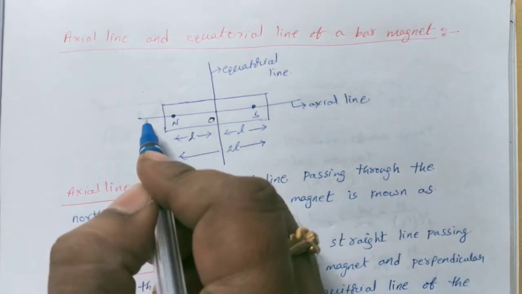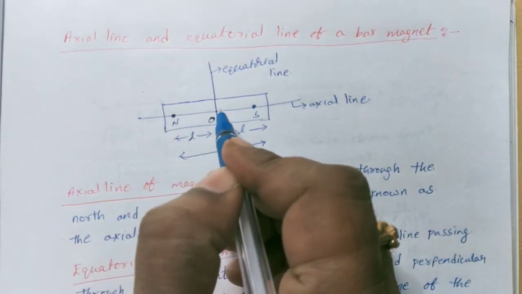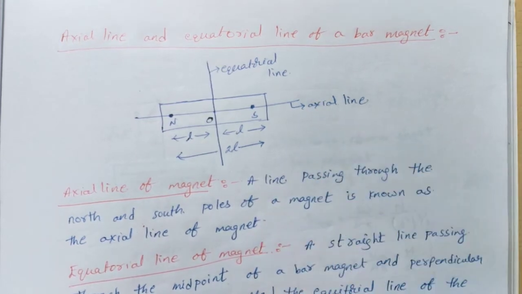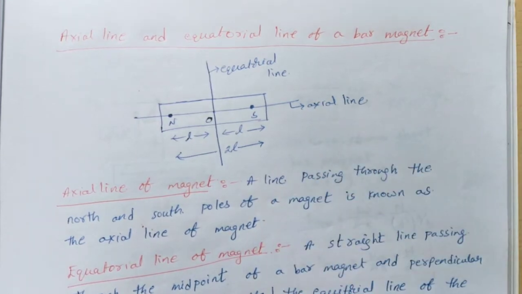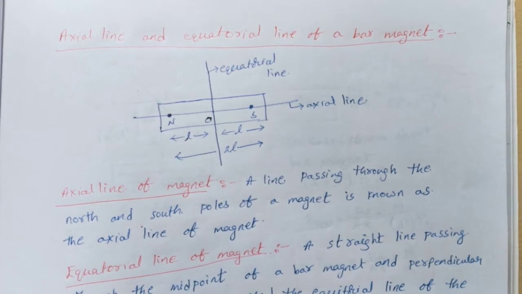If a line is passing through both the poles, that line we call the axial line. That means the line passing through the north and south poles of a magnet is known as the axial line of the magnet. Next, one more thing we want to discuss, that is the equatorial line.